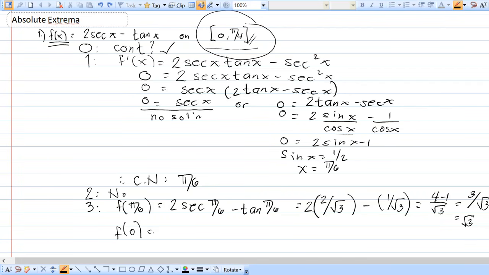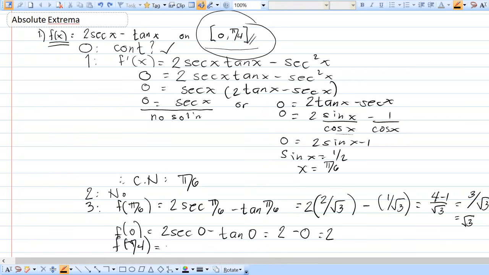So, yung function value ng 0 ay 2 secant 0 minus tangent 0. Secant 0 ay 1, so times 2. Tangent 0 is 0, so we have 2. And last, get the function value of pi over 4. Sorry, yung pangit ng sulat ko.